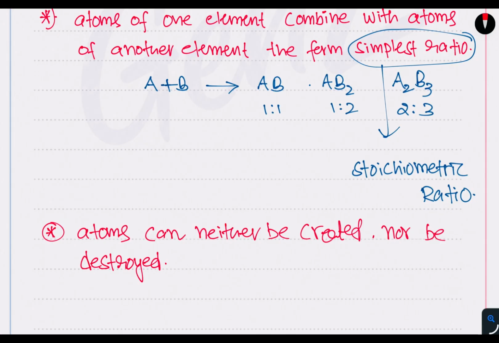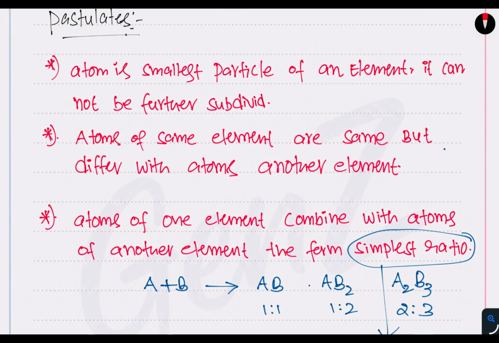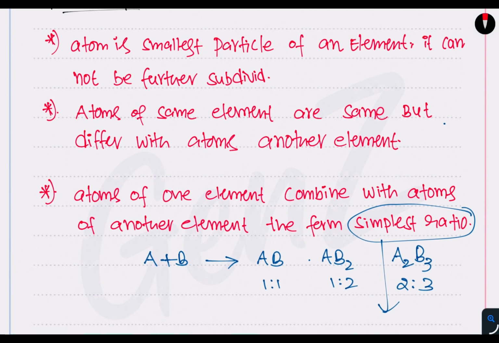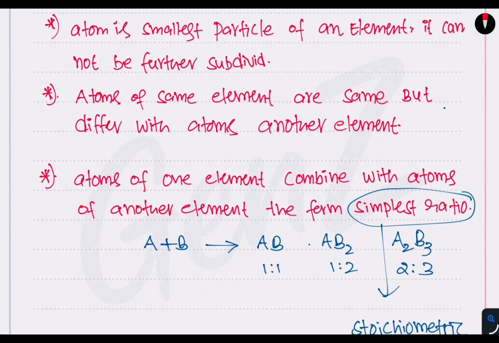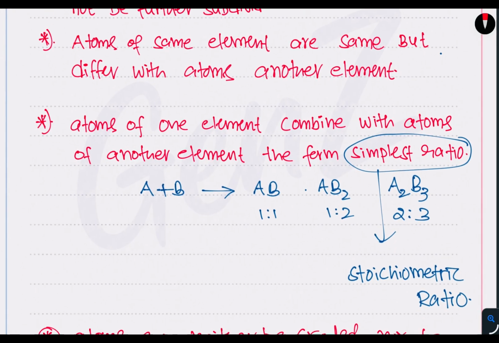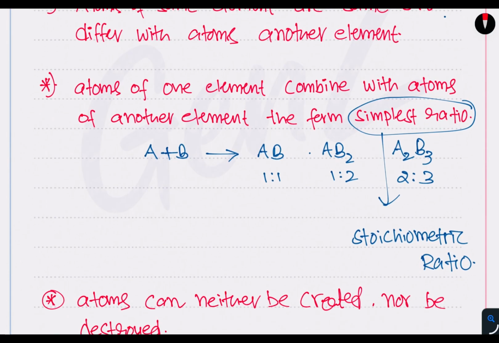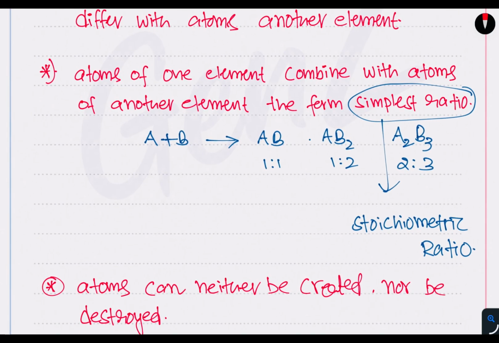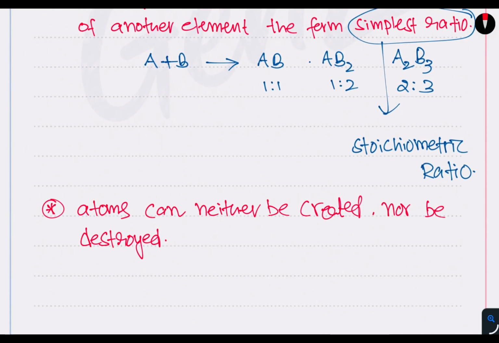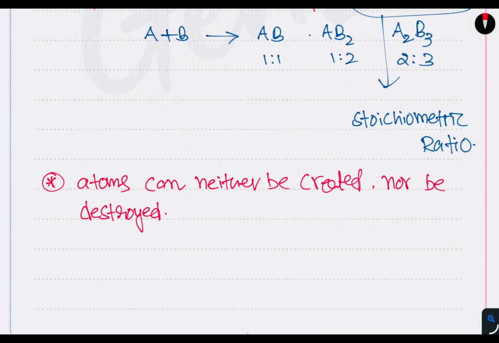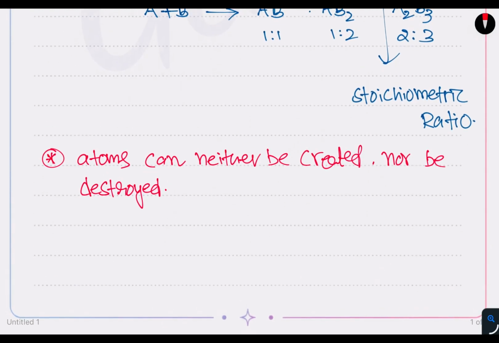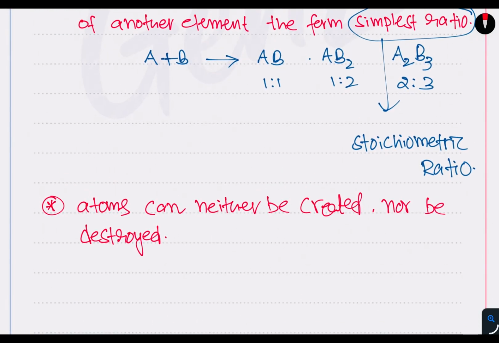If you observe these postulates carefully, the first one is that an atom is the smallest particle of an element which cannot be further subdivided. Atoms of the same element are the same but differ from the atoms of another element. Atoms of one element combined with atoms of another form the simplest, stoichiometric ratio. And atoms can neither be created nor destroyed. But unfortunately, all the postulates given by Dalton were proved wrong. Let us see why.